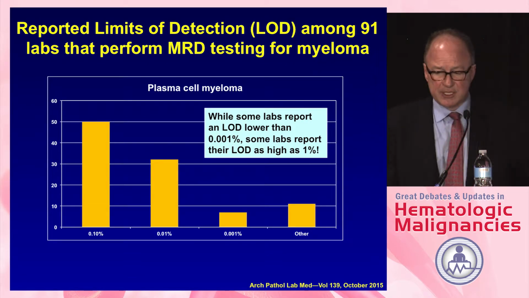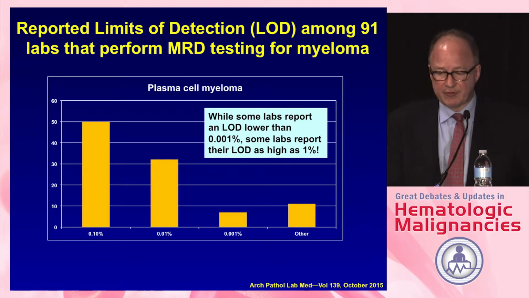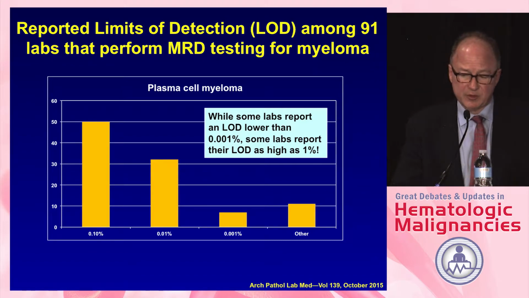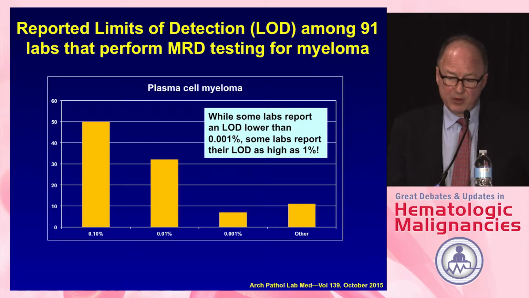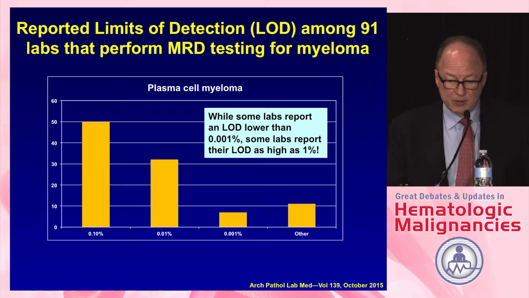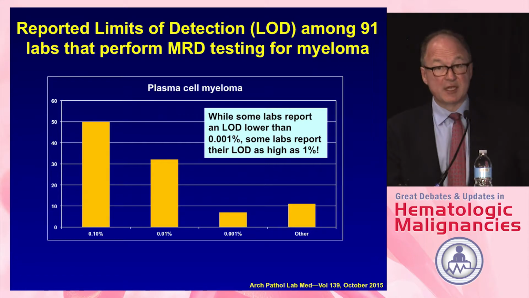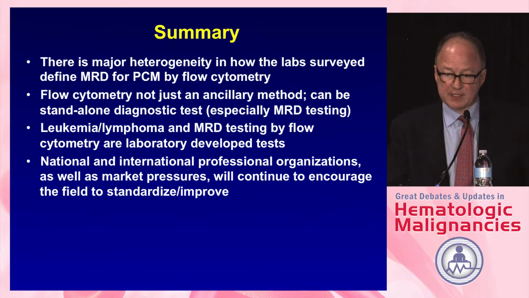And if you look at limits of detection across 91 labs across the United States, very grateful to my colleagues in the Alliance for providing me with these slides, actually, from our path call. And basically what you can see is there's a great deal of variance, that's the point, across the 91 labs that test MRD for myeloma. So, look at those graphs. They tell you something. There's a lot of variability. So while some labs report an LAD lower than 0.001%, some report them as high as 1.0%. So again, beware of that in practice.